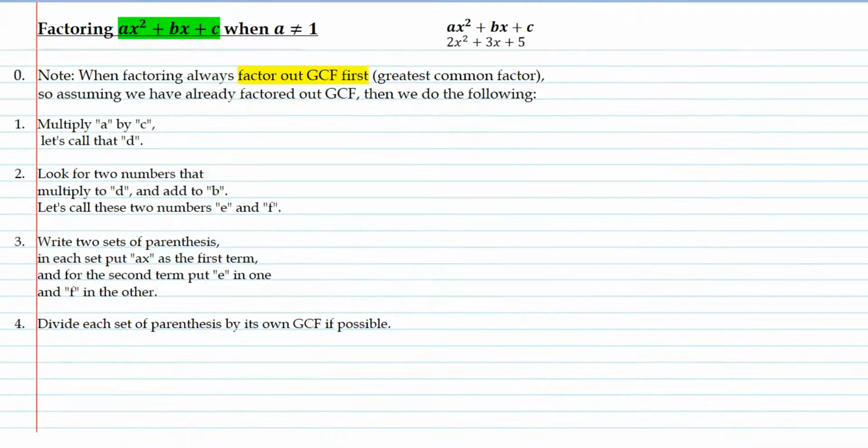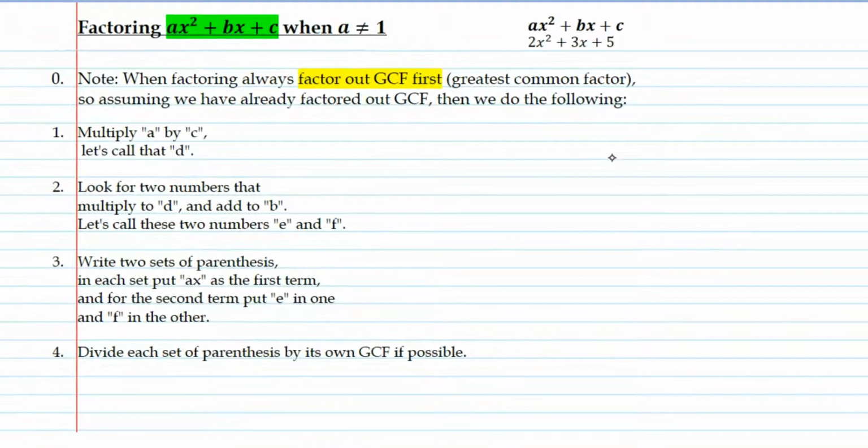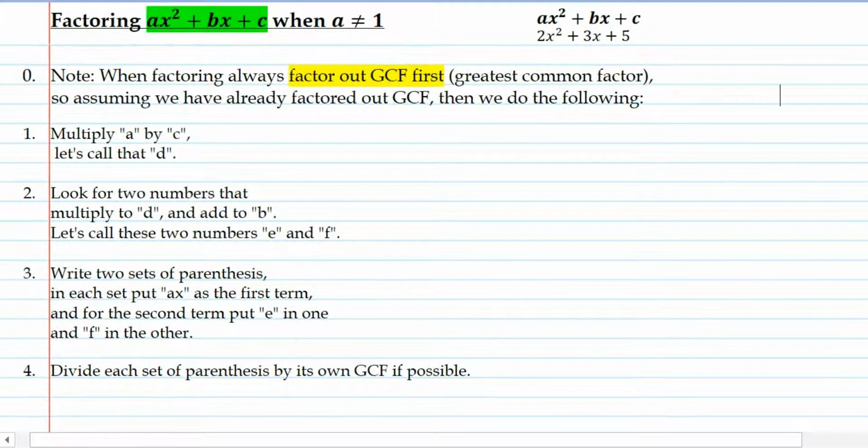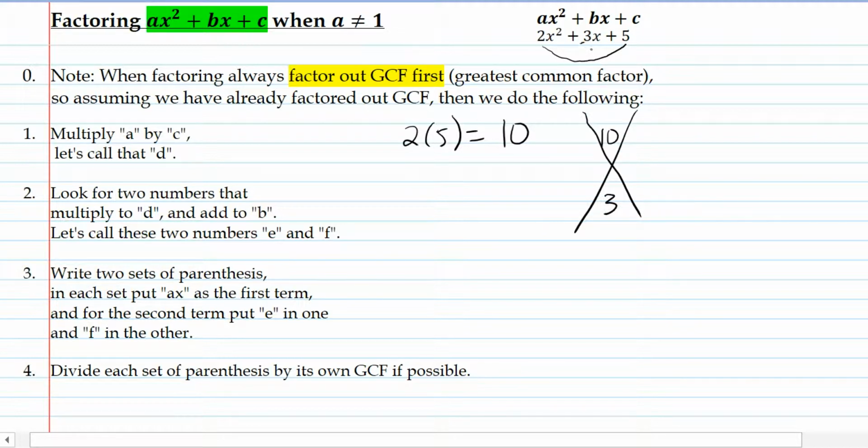In the last example, I put this here just to show us how to tell whether something is prime or not. Prime means it's not factorable. So first step, look for a GCF. There is no GCF. I call that step 0. Then multiply A by C. That's 2 times 5, which is 10. Put 10 up here. Put 3, which is our B, down here.